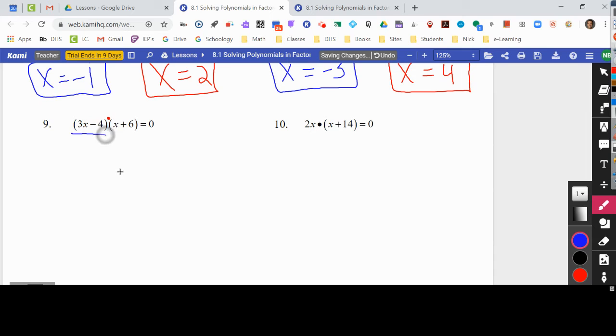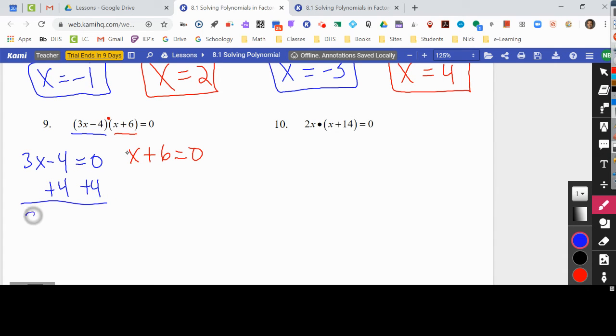In this case, we have 3x minus 4 times x plus 6 is equal to 0. Same thing: we're going to set each one of these polynomial expressions equal to 0 and solve. That means 3x minus 4 is equal to 0, or x plus 6 is equal to 0. Each one of those polynomial expressions you're going to set equal to 0 and then solve. For the blue one here, we're going to add 4 first. This one's going to require 2 steps to solve. 3x is equal to 4.